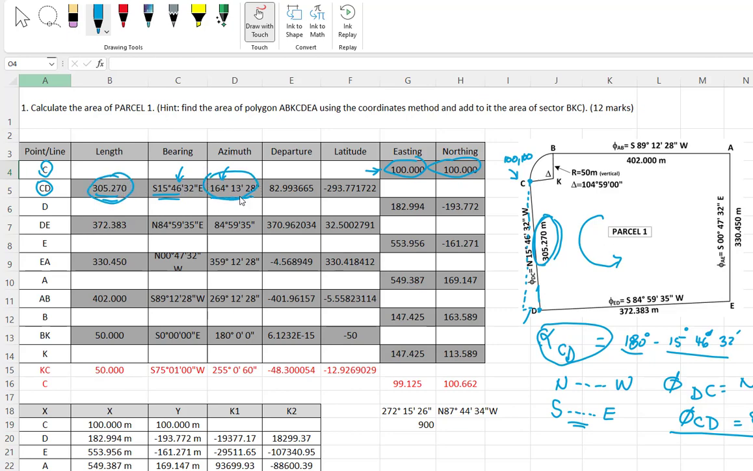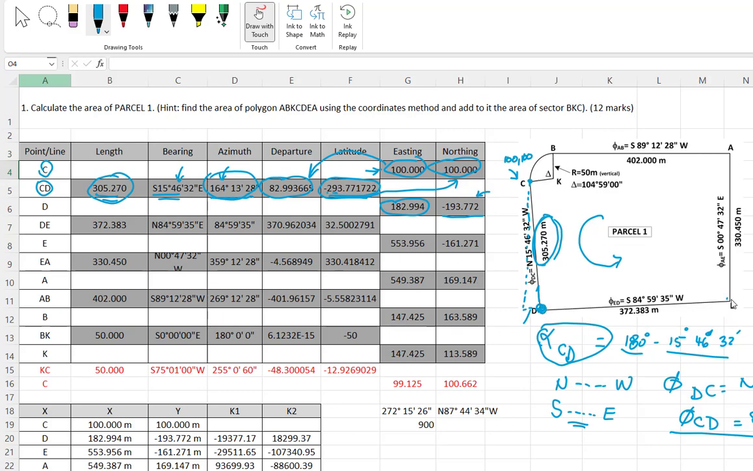Multiply the length by the cosine of the azimuth, and it will give you the latitude, which is minus 293, and multiply it by the sine to give you the departure. Now we take 100 and add to it the 82, and this gives you the easting of point D. Then you add this minus 293, the latitude, to the northing, and this gives you the northing of point D. So now we know point D.